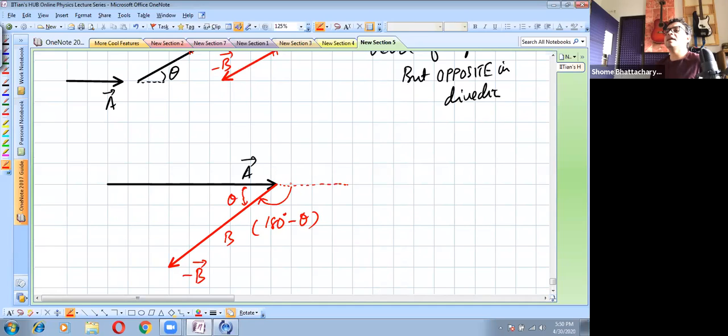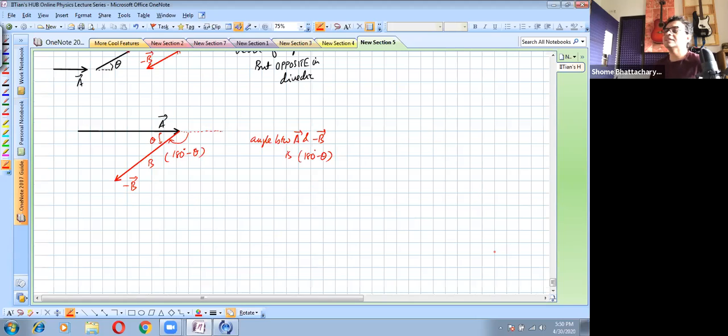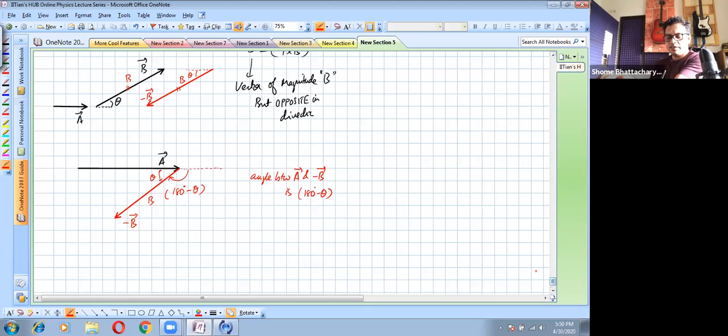This angle is theta. The angle between A and the vector minus B is not theta. It is in fact 180 degrees minus theta. So I'll just minimize this a little so that you can compare it with the above diagram and it becomes clear why that angle is 180 minus theta. That exterior angle is 180 minus theta.